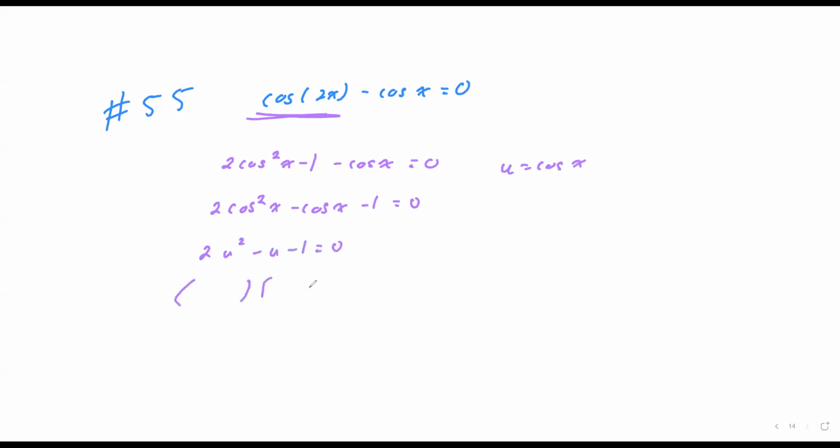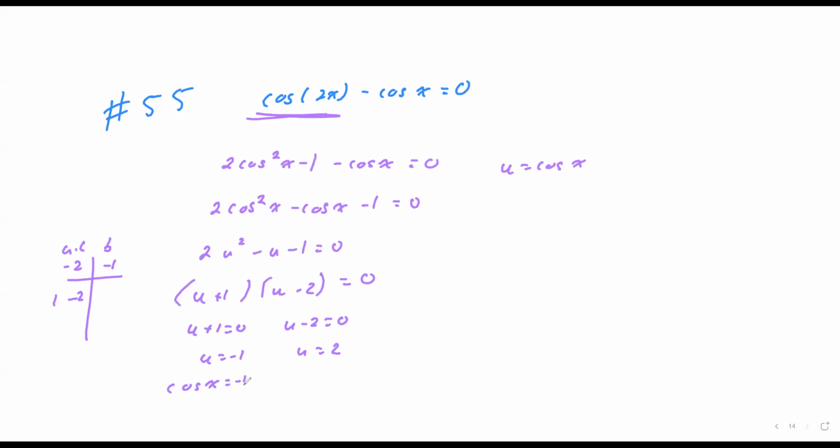And then using my quadratics, my AC would be 2 times negative 1, which is negative 2, and my B is negative 1. So I know it's 1 and 2, and then I would want this to be negative. So this multiplies to negative 2, adds up to negative 1. So plus 1, negative 2. So I get u plus 1 equals 0, u minus 2 equals 0. u equals negative 1, u equals 2. And then now plug cosine back in.